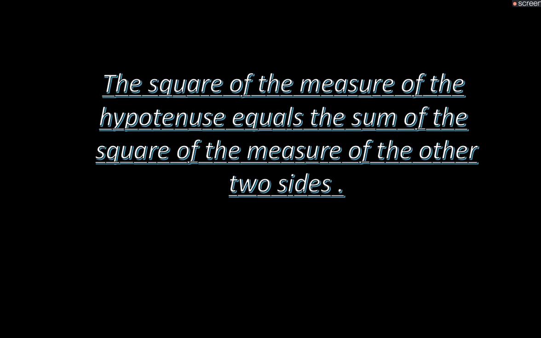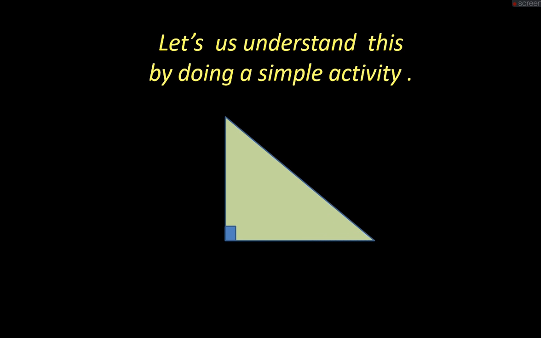The measure of the hypotenuse equals the sum of the squares of the measures of the other two sides. Let's understand this by doing a simple activity. As we know, this is a right angle triangle.